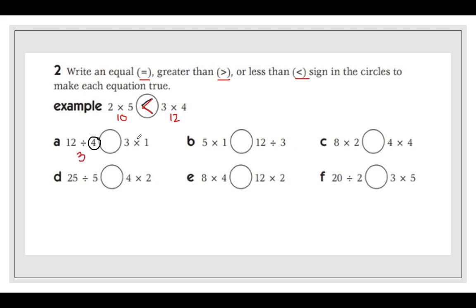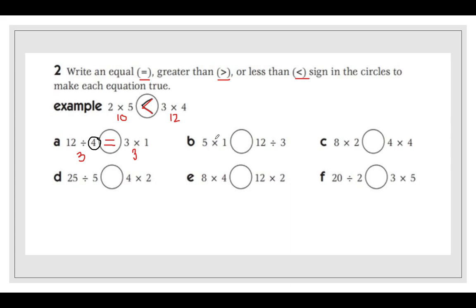Now I can do 3 times 1. Remember, anything multiplied by 1 is going to be the other number. So 3 times 1 equals 3. And let's look at both of those numbers. I have a 3 here and a 3 here. Which sign would make sense? Is it equal, greater than, or less than? They're equal. They both equal 3. Good. Let's look at B now.